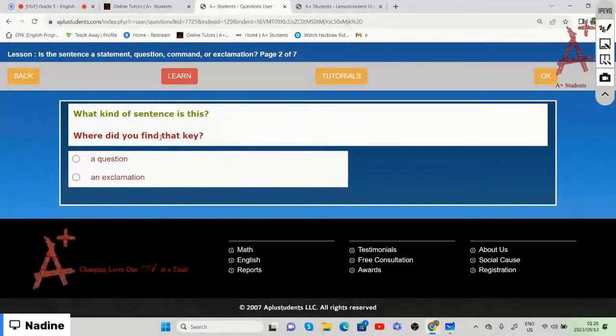Where did you find that key? Is this a question being asked or an exclamation? We now need to say if this is a question or an exclamation. And this sentence, it ends with a question mark. So we need to say if this is either a question being asked or an exclamation sentence.